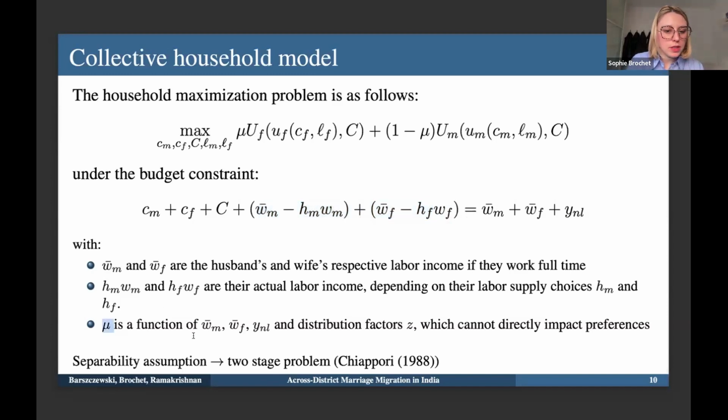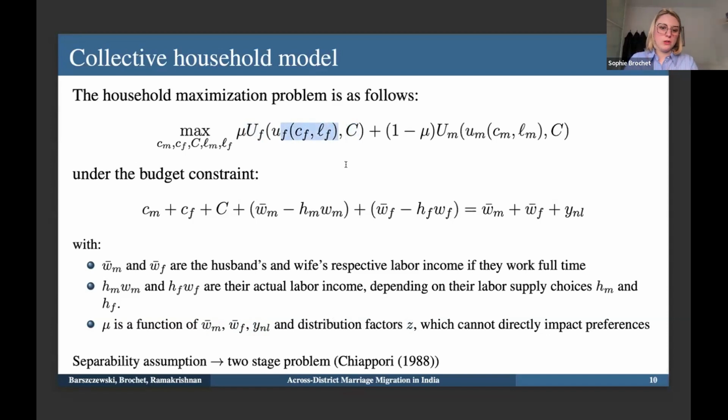And so this bargaining power mu is actually a function of the household potential income, of the non-labor income, and also of other variables Z that are called distribution factors. These are variables that impact this mu, but cannot directly impact preferences. Now, the next thing we do is that we're going to assume that these utility functions, UF and UM, are separable in, on the one hand, public consumption, and on the other, private consumption and leisure.